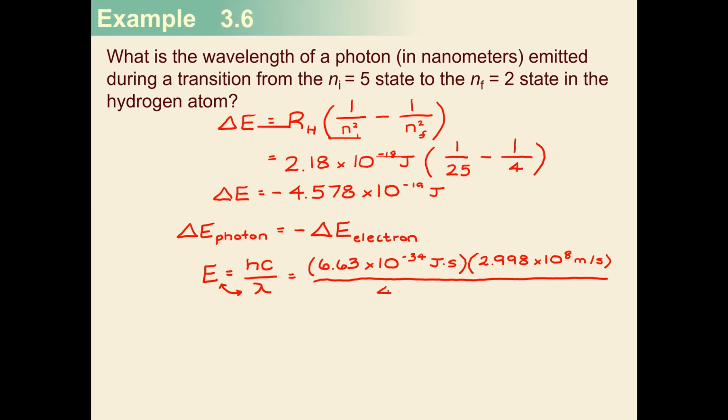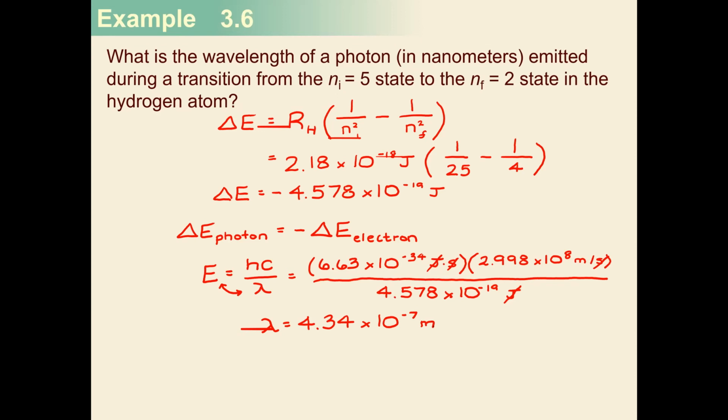So this is going to be 4.578 times 10 to the minus 19th joules. Notice that my joules and joules cancel, my seconds and seconds cancel. I'm left with meters. That is a good unit for my wavelength. So now I can say my wavelength is equal to 4.34 times 10 to the minus 7th meters.